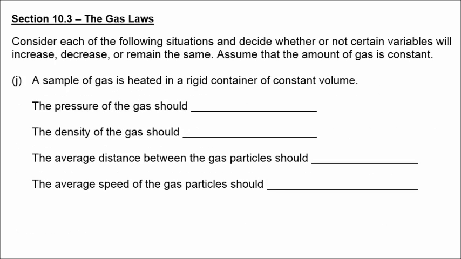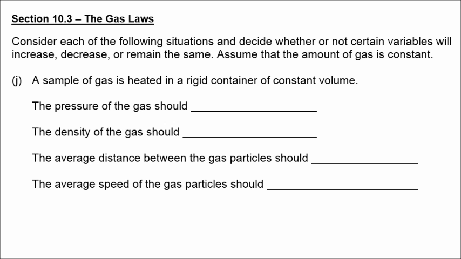Okay, now we are considering in letters J, K, and L different situations, and we have to decide if certain variables are going to increase, decrease, or remain the same. We can assume that the amount of gas, or the number of moles, is constant. So here we have a sample of gas is heated. So temperature is increasing. Volume is constant.